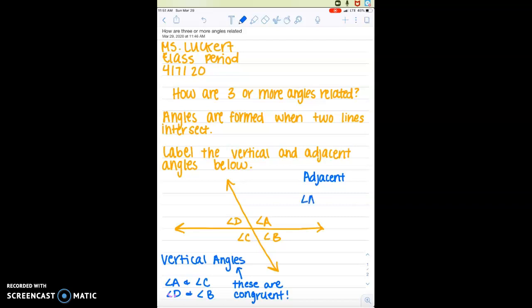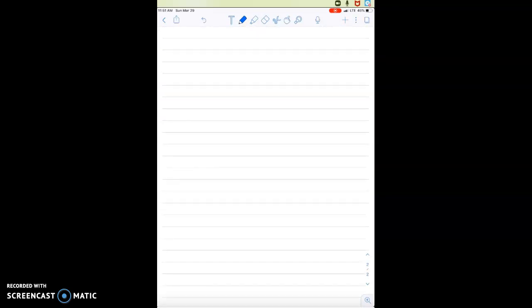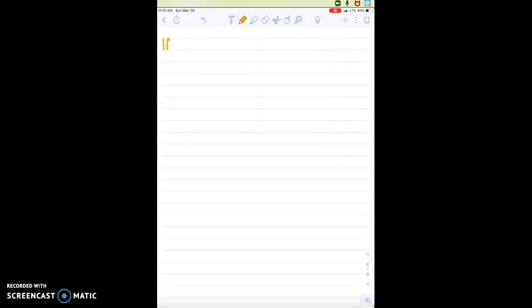So now we're going to talk about adjacent angles. Those are angles that touch each other but aren't directly across from each other. So if you look, angle A and angle D, and then angle A and angle B are going to be adjacent, and then angle C and angle D, and angle C and angle B. Basically what that means is that they're touching. So if you look, angle A and angle C really aren't touching. They only share a vertex. They don't share any of the same legs. Whereas adjacent angles will always share a leg. And we'll touch on that down here too.